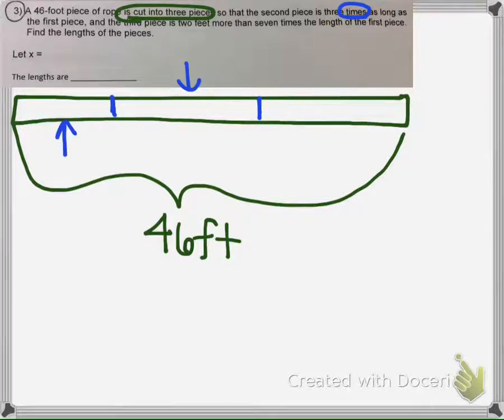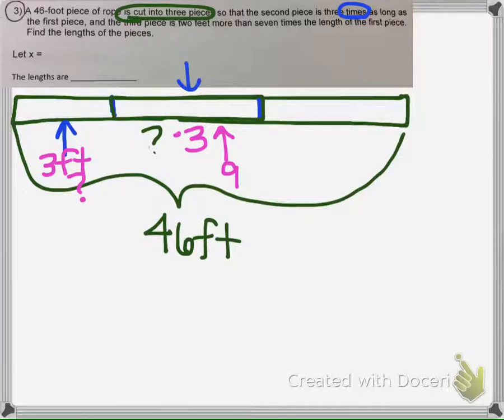So that means that if, let's just make this up, let's say this was 3 feet, it's saying that the second piece is 3 times that. So it's the 3 feet times 3. So this would be 9. So if we take whatever this is, which we don't know, they didn't tell us, and multiply it by 3, then it would tell us how long this piece of rope is here.